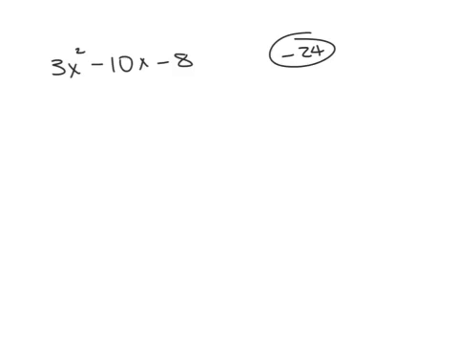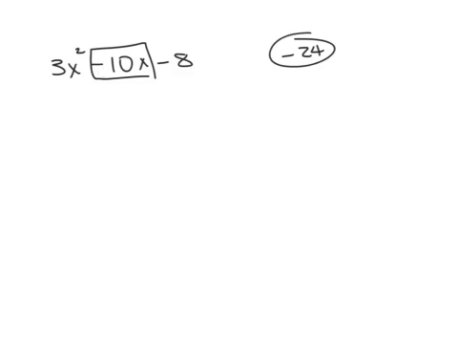So what we're doing is we're looking for two numbers multiplied together that give me negative 24 and added together give me negative 10x. The reason we're doing this is because we have a number in front of our x squared. And we can't factor a 3 out because there isn't a 3 that goes into this, nor is there a 3 that goes into there. So we can't do anything there.